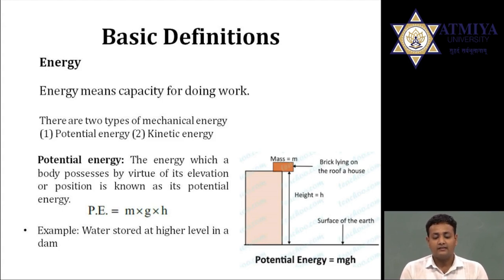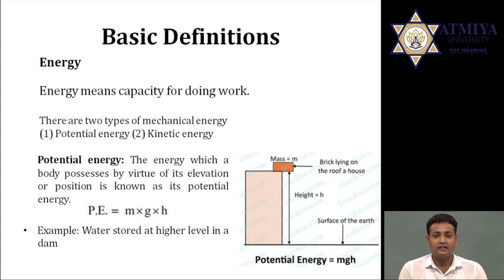Another is energy. What is energy? Energy means the capacity of doing work. Energy is of two types: potential energy and kinetic energy. Potential energy is the energy possessed by a body due to its position. For example, a brick put on a wall is an example of potential energy.